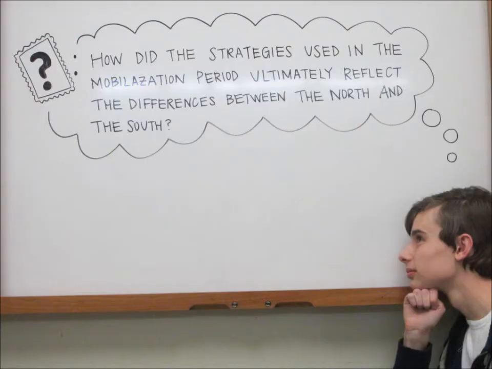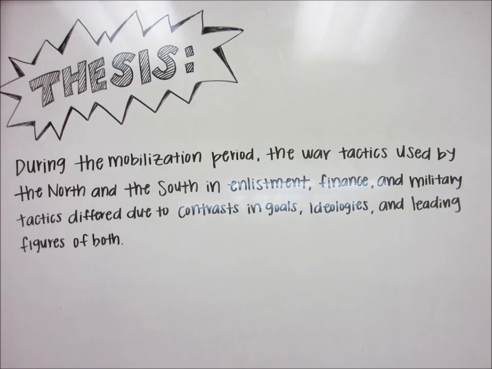How did the strategies used in the mobilization period ultimately reflect the differences between the North and the South? During the mobilization period, the war tactics used by the North and the South in enlistment, finance, and military tactics differed due to the contrasts in goals, ideologies, and leading figures of both.